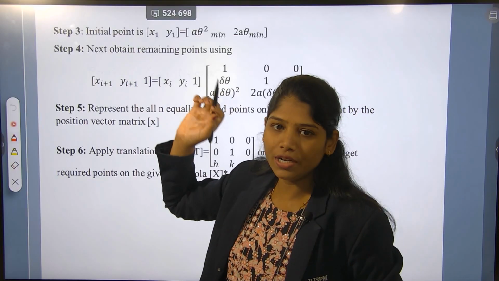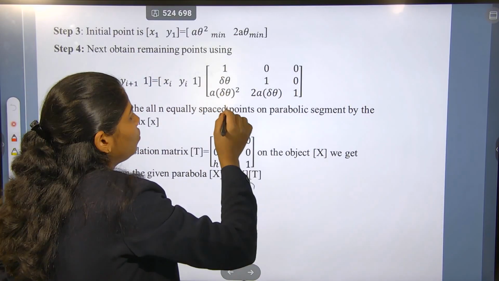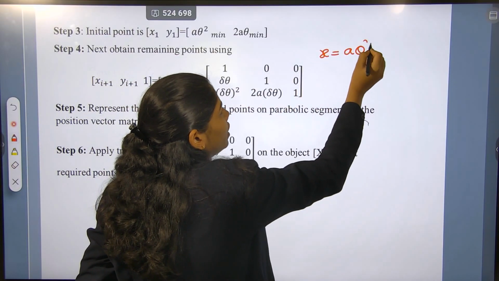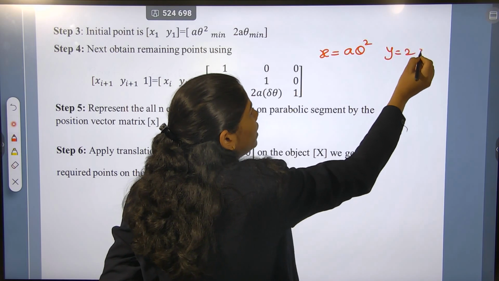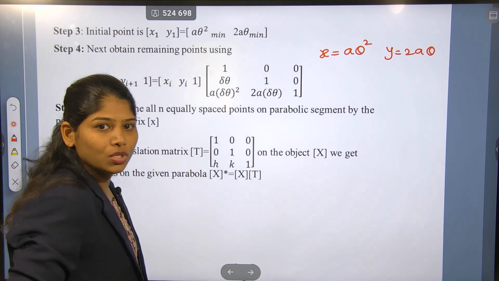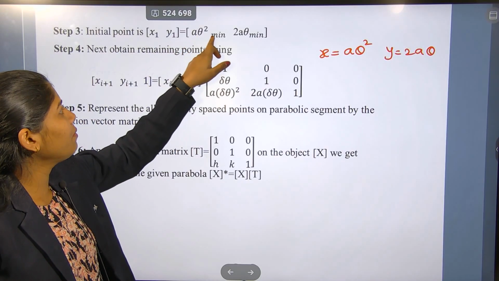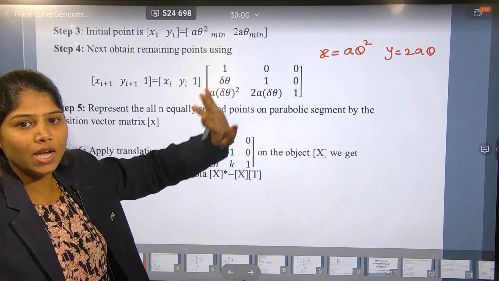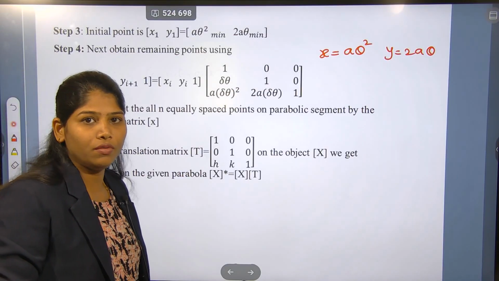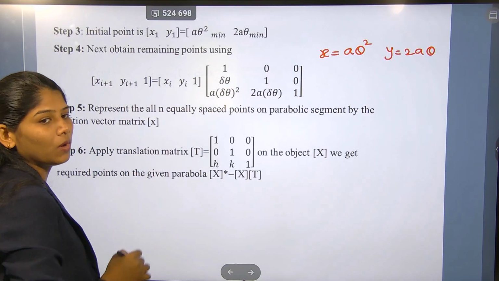So initial point is, the formula for initial point is x1 y1 is equal to, we know the parametric equation for x, a theta square, and for y 2a theta. So just take here theta minimum. So your initial point is x1 y1 is equal to a theta minimum square, 2a theta minimum. After getting the initial point, we will go for further points. So remaining points find using this formula.